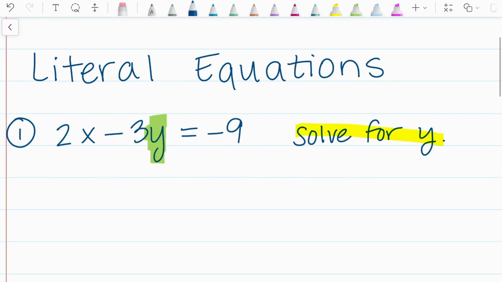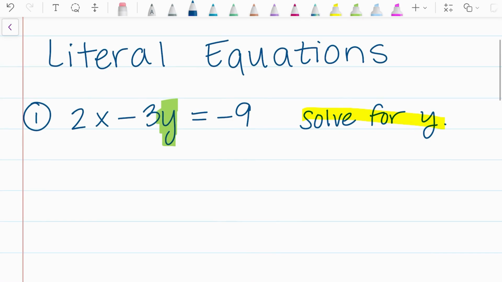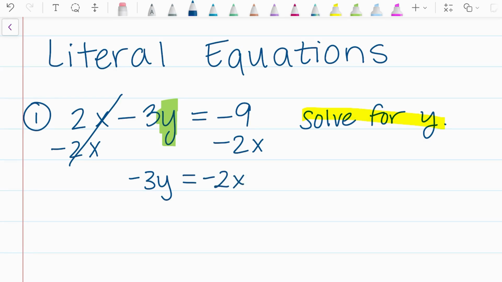So I'm going to first move the 2x from both sides by taking it away. It is a positive 2x, so subtracting it cancels it out. I now have negative 3y is equal to, and I'm going to put the negative 2x in front of the negative 9. I just keep their signs the same and move them around. I now need to get rid of that negative 3 in front of y. It is multiplying y, so we would divide by negative 3.